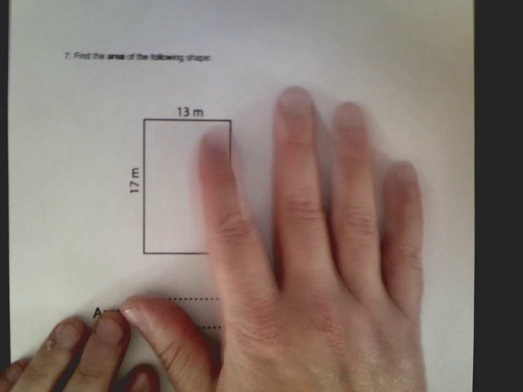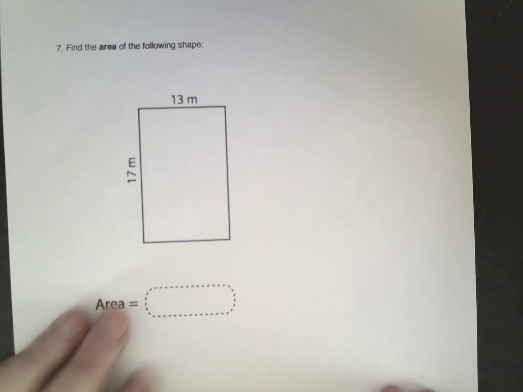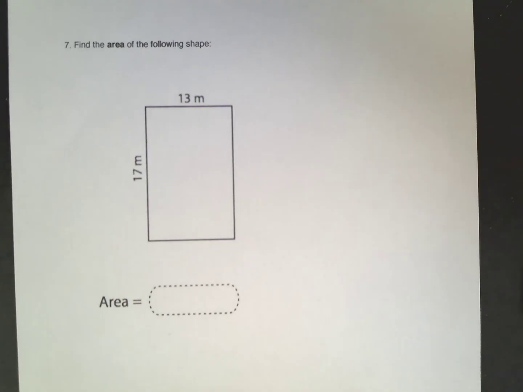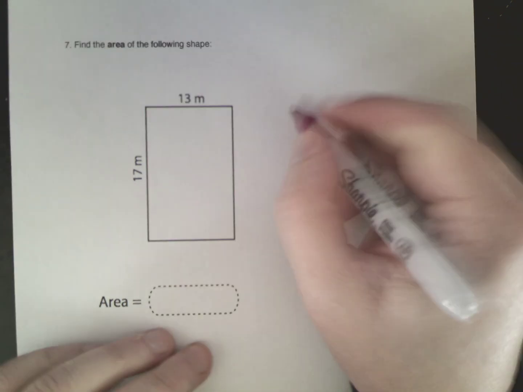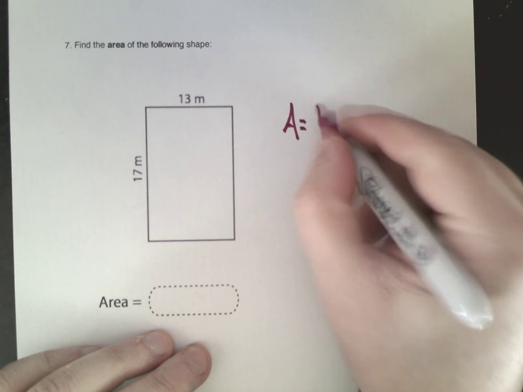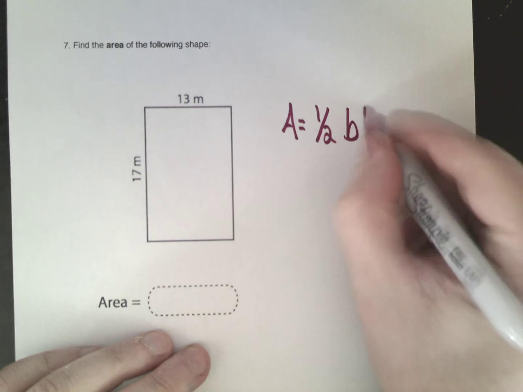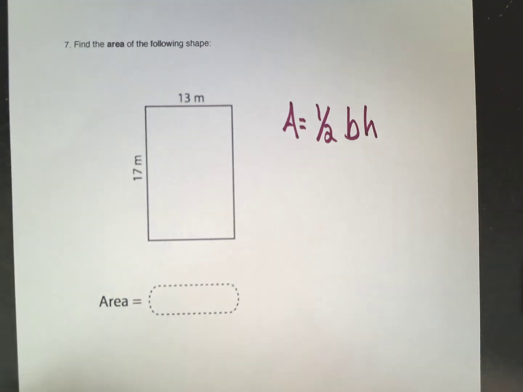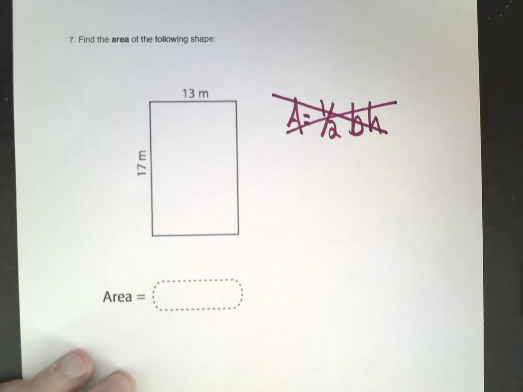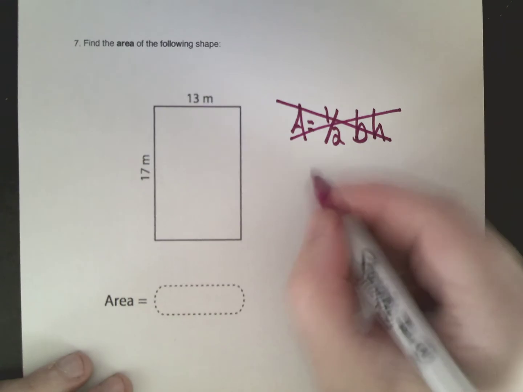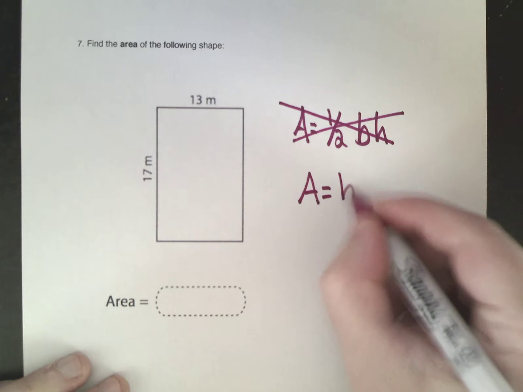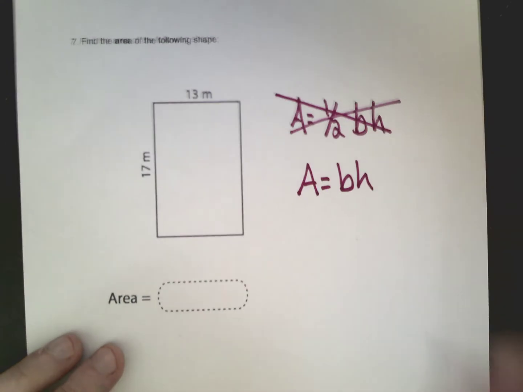Okay, first problem. Find the area of the following shape. The following shape is a rectangle. And the formula for a rectangle is 1/2 base times... Oh, that's a triangle. Cross that out. Don't listen to me. Too early in the morning. Area equals base times height. That's the area. Wait, so I just have to do this?